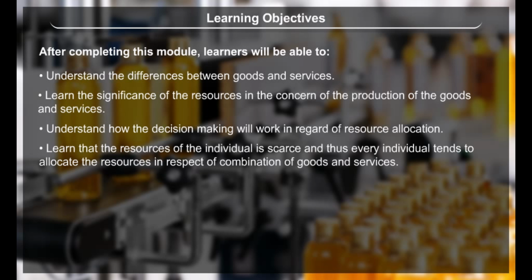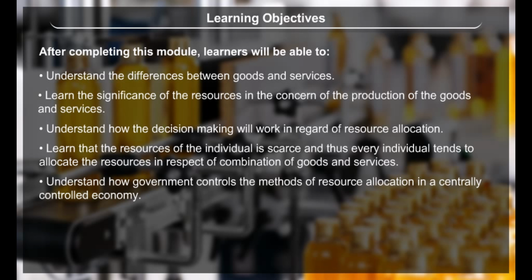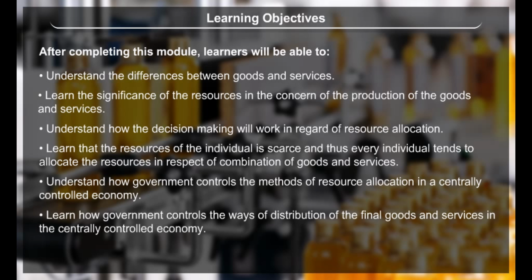learn that the resources of the individual are scarce and thus every individual tends to allocate the resources in respect of combination of goods and services. Understand how government controls the methods of resource allocation in a centrally controlled economy. Learn how government controls the ways of distribution of the final goods and services in the centrally controlled economy.